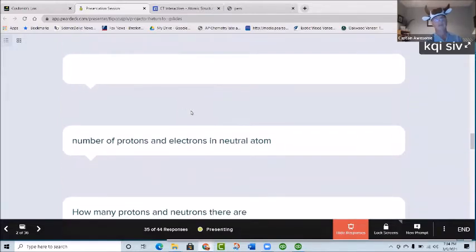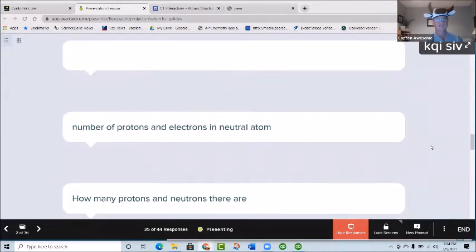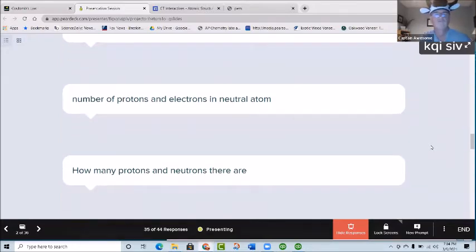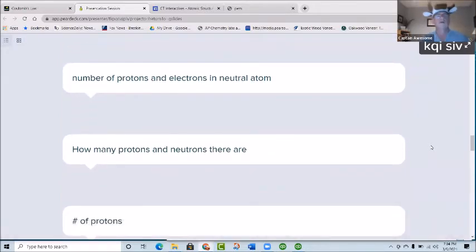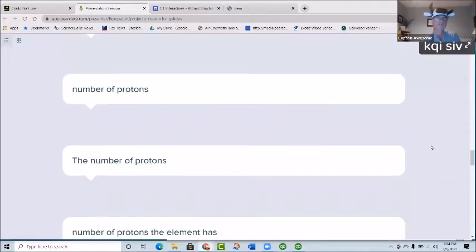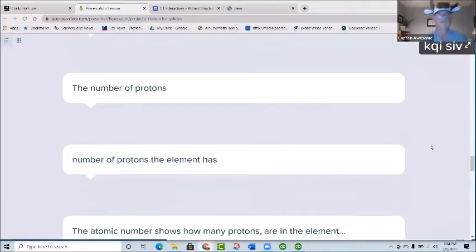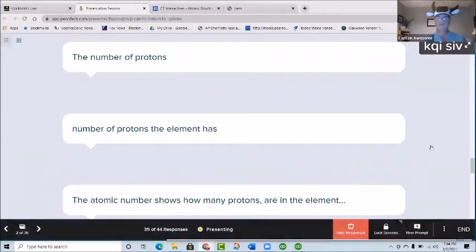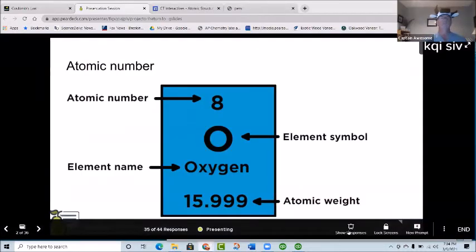The atomic number tells us the number of protons. It's the identification badge for an atom. The atomic number is how many protons there are. The mass number is the number of protons and neutrons together. By and large, y'all are getting its number of protons, but y'all definitely need to know that the atomic number tells you how many protons something has. All right, those are great answers.